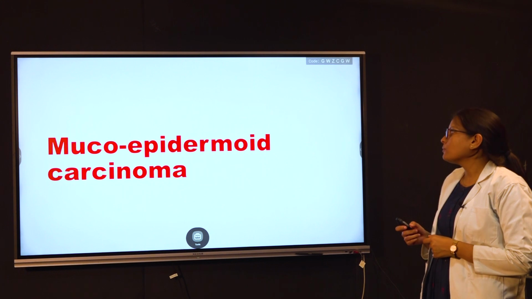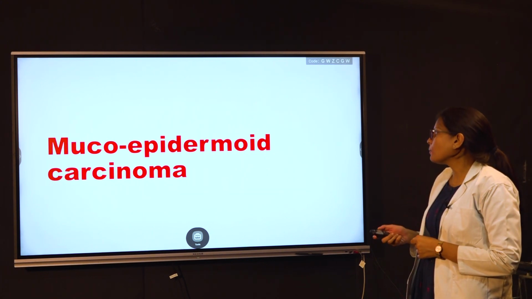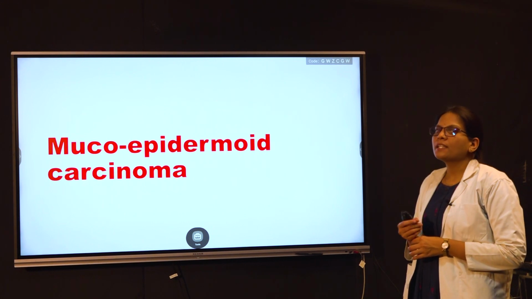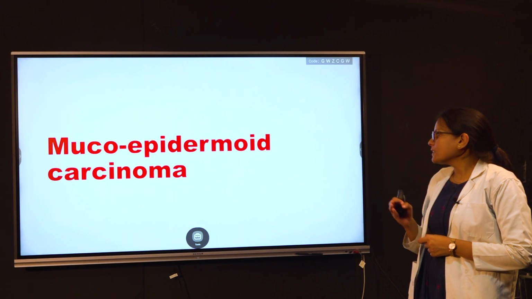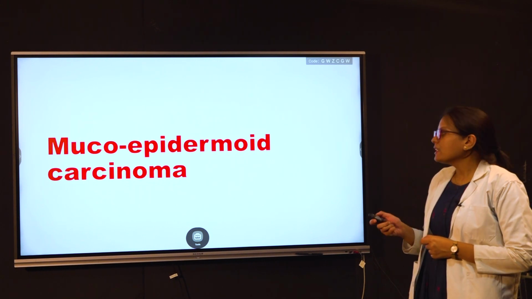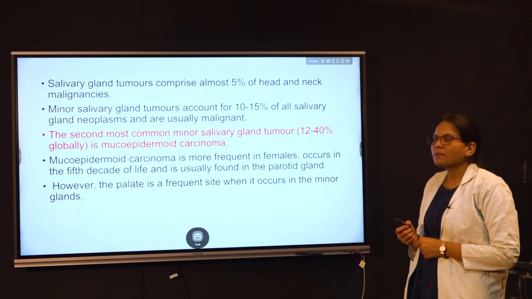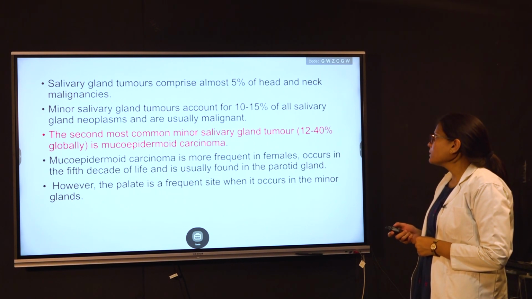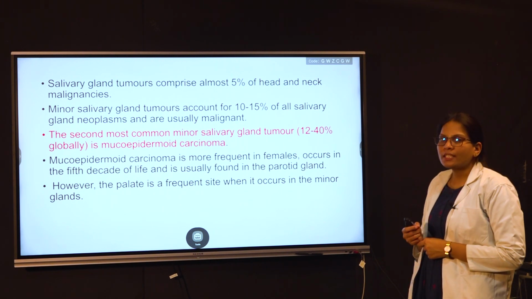The second tumor is the most common malignant tumor affecting the salivary glands, mucoepidermoid carcinoma. While pleomorphic adenoma, a benign variant of the salivary gland tumor, affects the parotid gland, mucoepidermoid carcinoma is usually seen affecting the minor salivary glands. It comprises about 5% of all the head and neck malignancies. Minor salivary gland tumors account for about 10 to 15% of all the salivary gland neoplasms and are usually malignant.